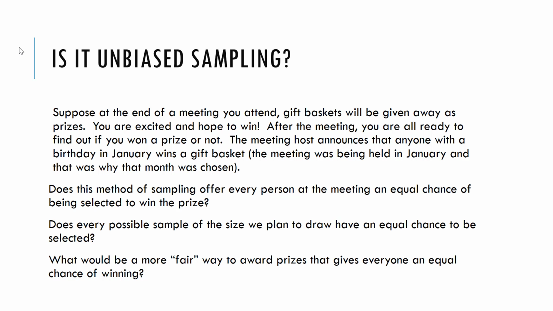If instead what the meeting person had done was to put all 12 months into a bag and randomly choose 1 month from that bag, this would have been a more random process. An even more fair way would be to take everybody's name and put it in a hat. Maybe if people attending the meeting were wearing name tags, you could put all the name tags in a bag and draw a certain number of names out of the bag. That would give everyone an equal chance of winning.